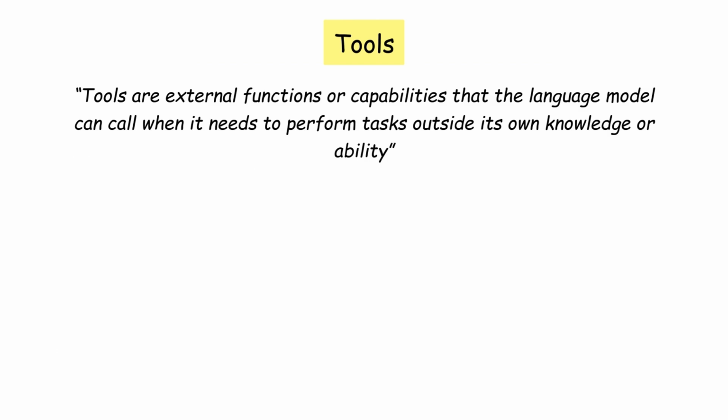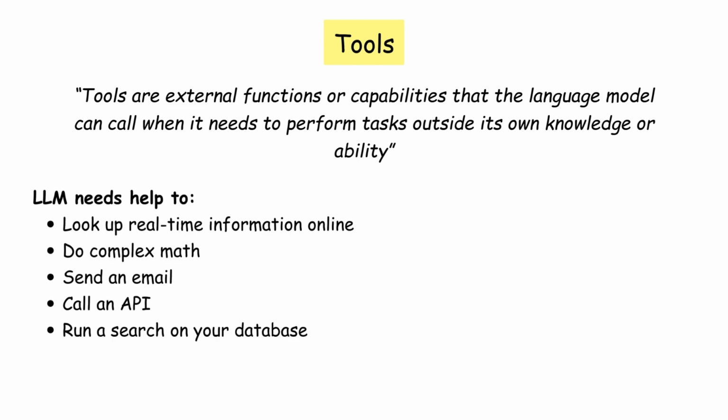Tools are external functions that the language model can call when it needs to perform tasks outside its own knowledge or ability. The LLM is great at generating text, is great at answering questions, is great at reasoning, but sometimes it needs help like looking up real-time information online, doing complex maths, sending an email, calling an API, running a search on your database. Now that is where tools come in. You, the developer, can plug into these tools so that your LLM can use them.